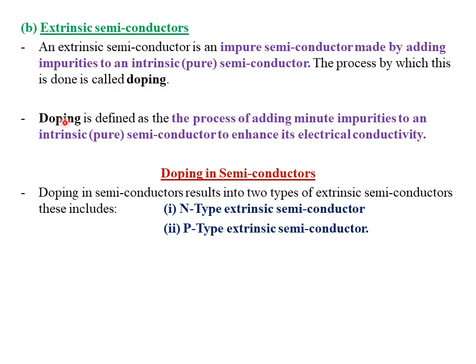Now let's define doping in physics. Doping is simply defined as the process of adding minute or small quantities of impurities to an intrinsic or pure semiconductor to enhance its electrical conductivity. Doping in semiconductors usually results in two types of extrinsic or impure semiconductors. One, we have the N-type extrinsic semiconductor, and two, we have the P-type extrinsic semiconductor. In the next slide, we are going to discuss these two types of extrinsic semiconductors.